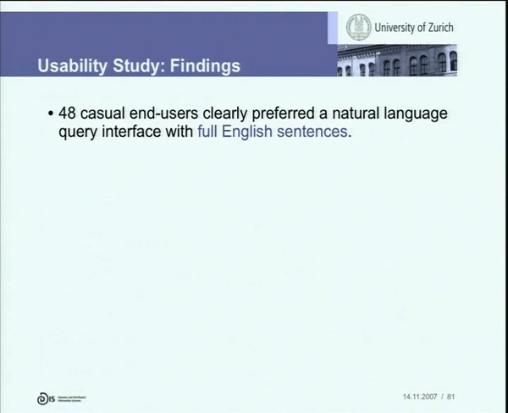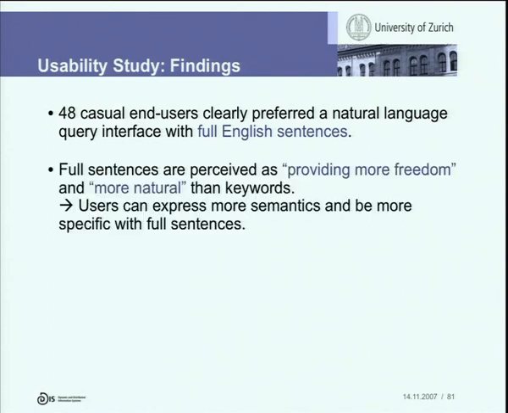Okay. So let me summarize these findings, because I think there is some quite interesting stuff there. Casual end users seemed to prefer natural language interfaces with some full English elements. So, don't throw away the idea of natural language. People are comfortable with it. Full sentences were perceived to provide more freedom and to be more natural than keywords, which is mind-boggling to me that somebody would say something like that. But that was a perception.